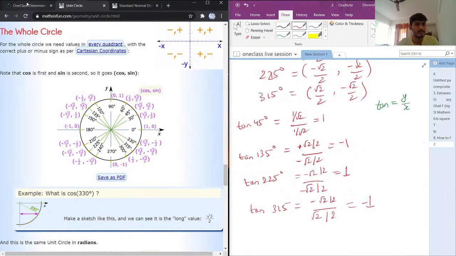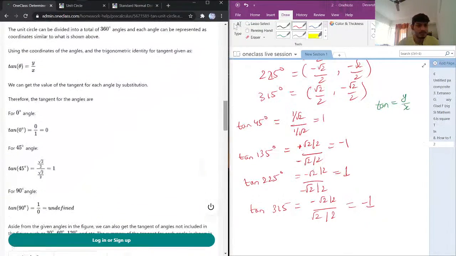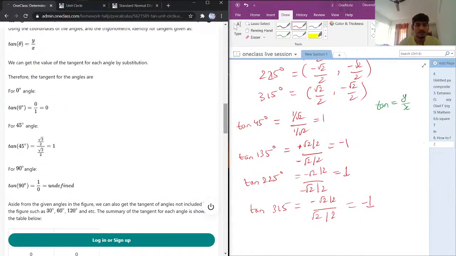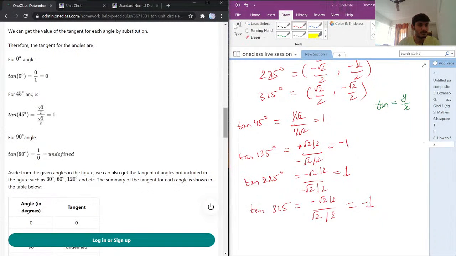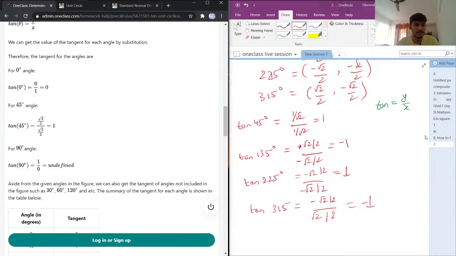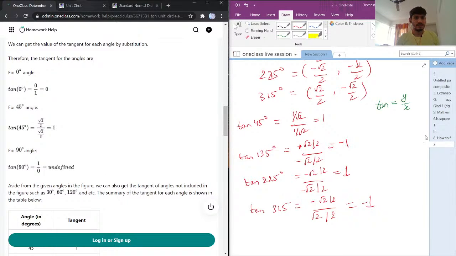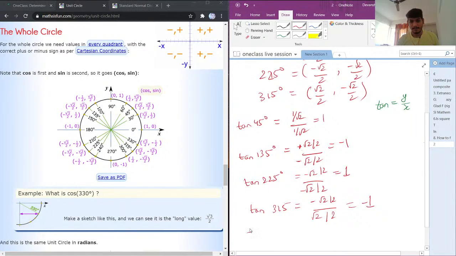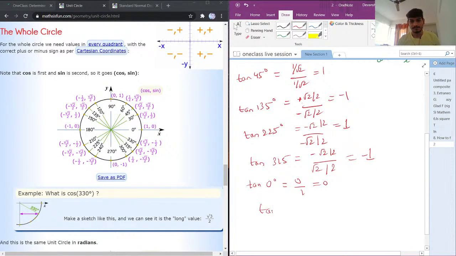So let us check these values here. Tangent of theta is y by x. We can get the value of tangent of each angle by substitution. Therefore, tangent of 0 degree, and also tangent of 90 degree. For 0 degree my y coordinate is 0 and x is 1, so it will be 0. For tangent of 90 degree we have y is 1 and x is 0, which will be infinity.